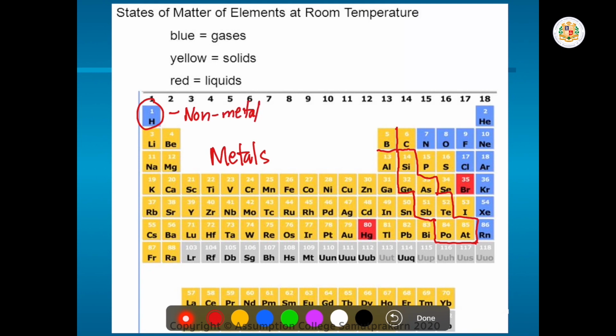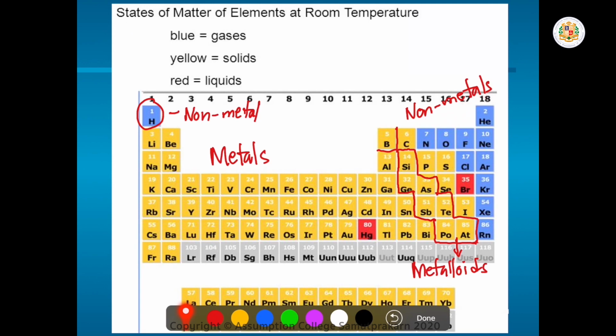On the other hand, the elements on the right of the diagonal are all non-metals. While the elements inside this diagonal are what we call metalloids. Very good. Now, as you can see, we have 2 pieces of information that the periodic table can give us now. Okay, their states, as well as whether they are metals, non-metals, or metalloids.